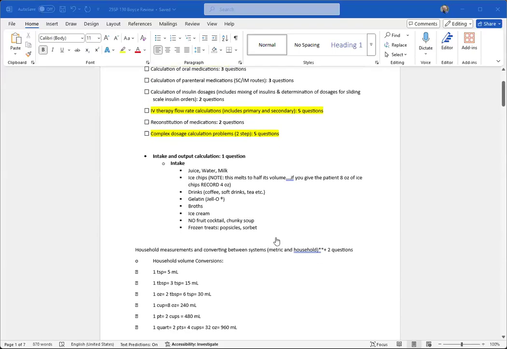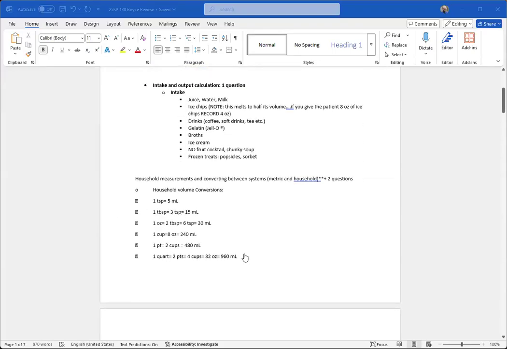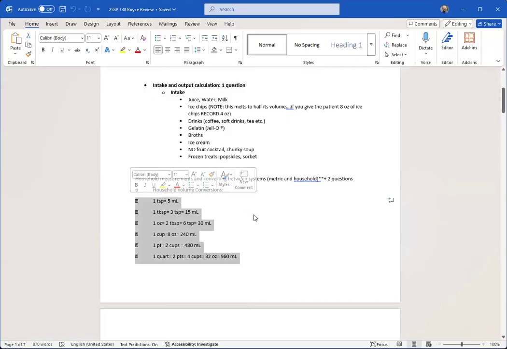The conversions you need to know as far as liquid household units are all listed here. So you have teaspoon, tablespoon, and ounces, because 1 ounce is 30 milliliters. That's another way to keep in mind where they come up with that.